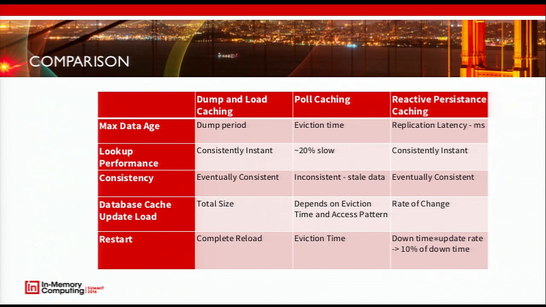If we look at the reactive persistent caching, it's only proportional to the rate of change. That's a big difference with the two others. So if I don't do any change, the load is 0. If I do like 10 transactions per second, the load is 10 transactions per second that I get into my cache.